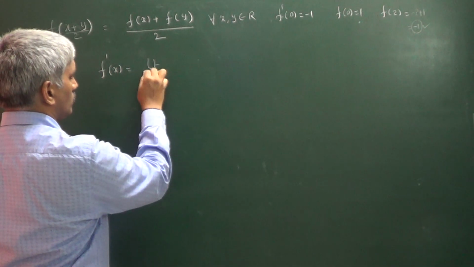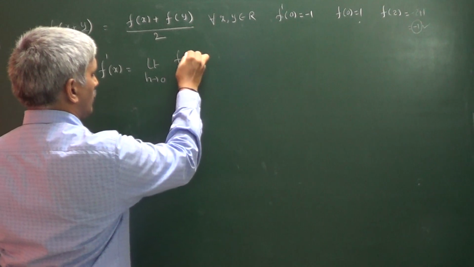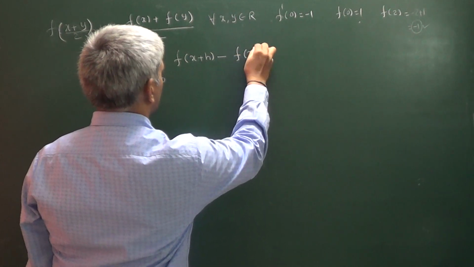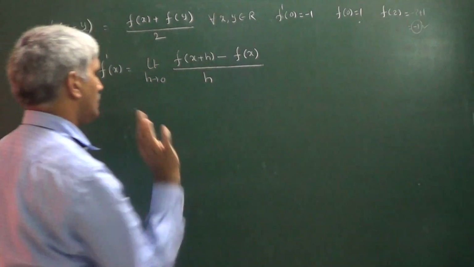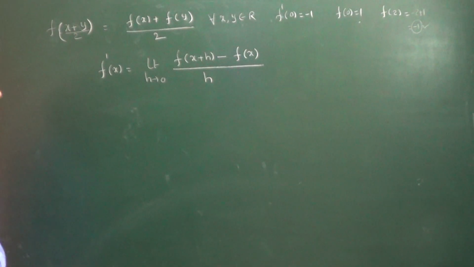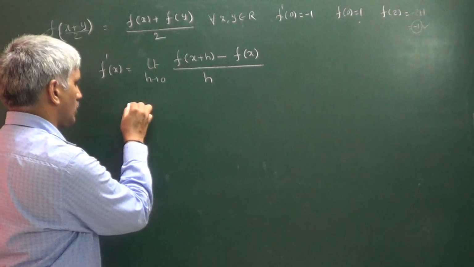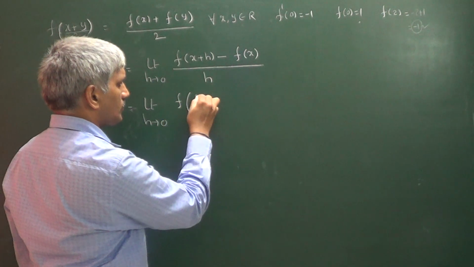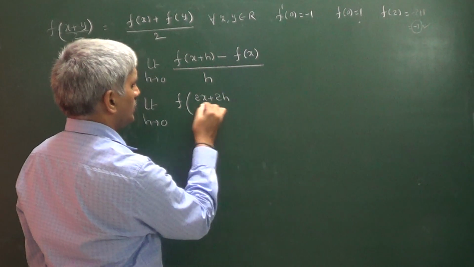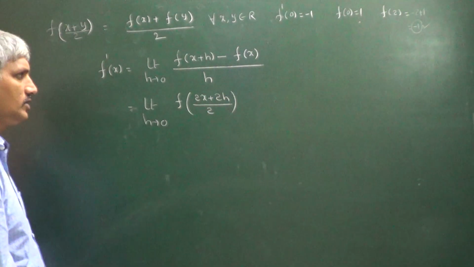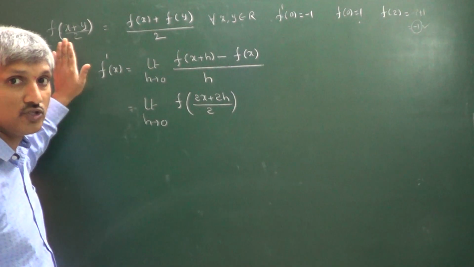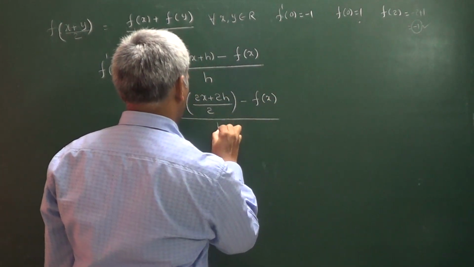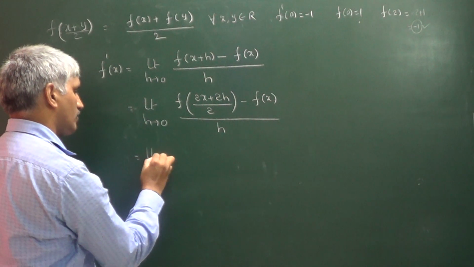f dash of x is equal to limit h tends to 0 f of x plus h minus f of x divided by h, that is f dash of x. Now here we have to find out this particular value. Okay, how to write? Check it. Limit h tends to 0 f of 2x plus 2h divided by 2, right? We can write in this way or not, because I am trying to bring into this form, minus f of x divided by h. Now according to the given functional equation, what can we write?